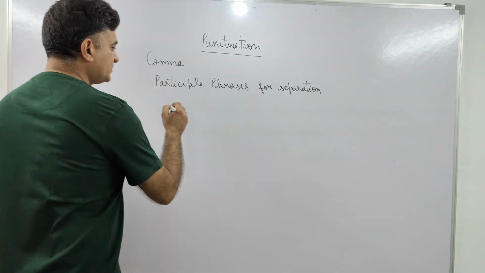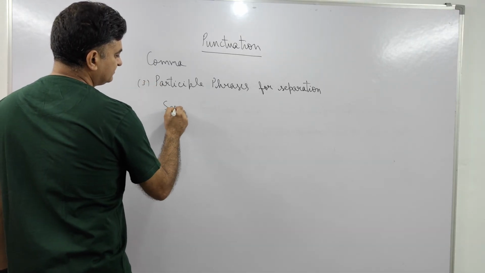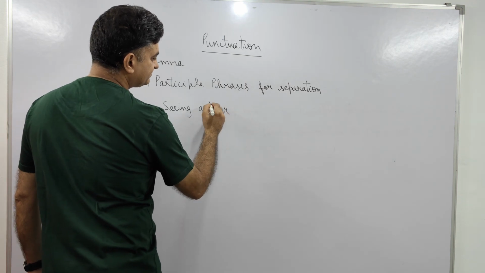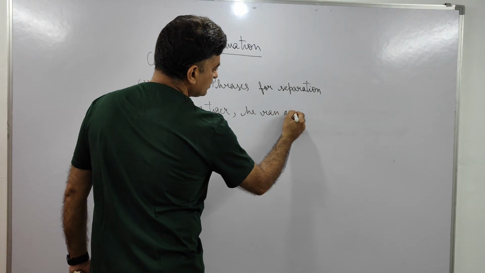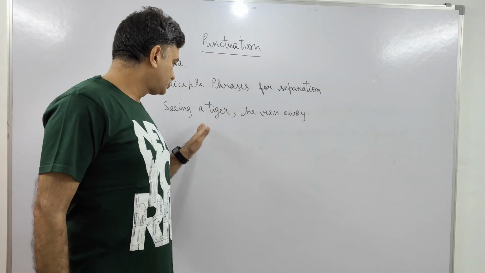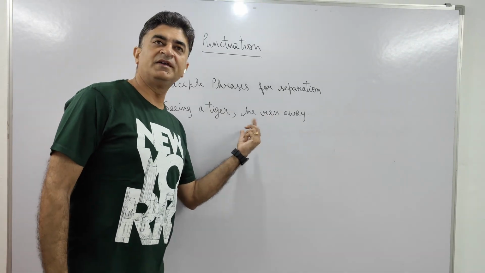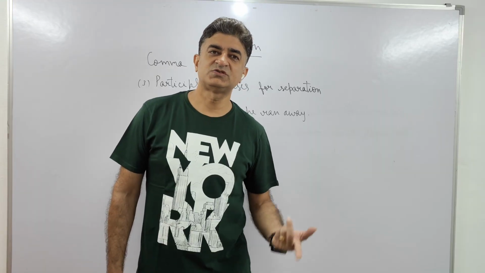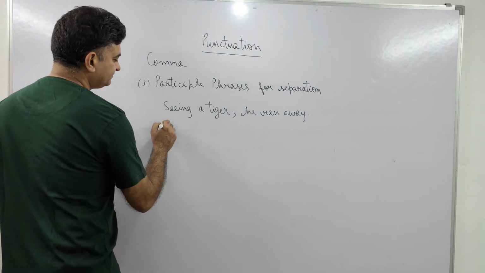So when we are using those participles in a sentence, for example, seeing a tiger, he ran away. So we make use of comma here. Tiger देखकर. ठीक है? So seeing a tiger, we make use of a comma here because we are separating the participle. We are separating the participle, so we are supposed to make use of a comma. Okay?